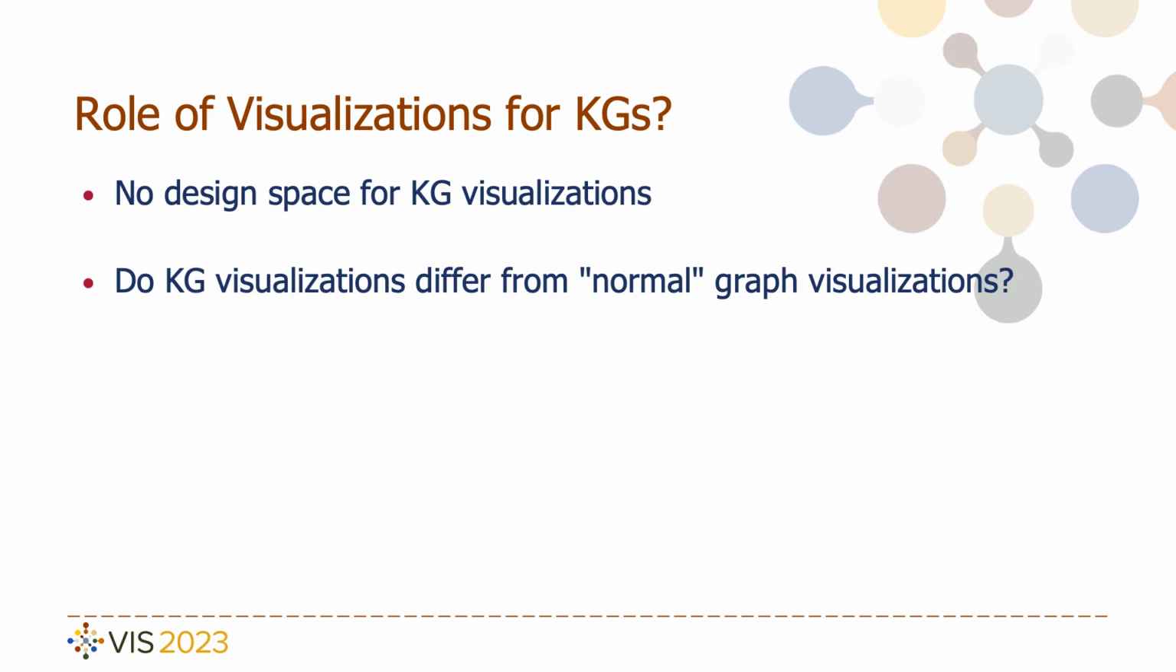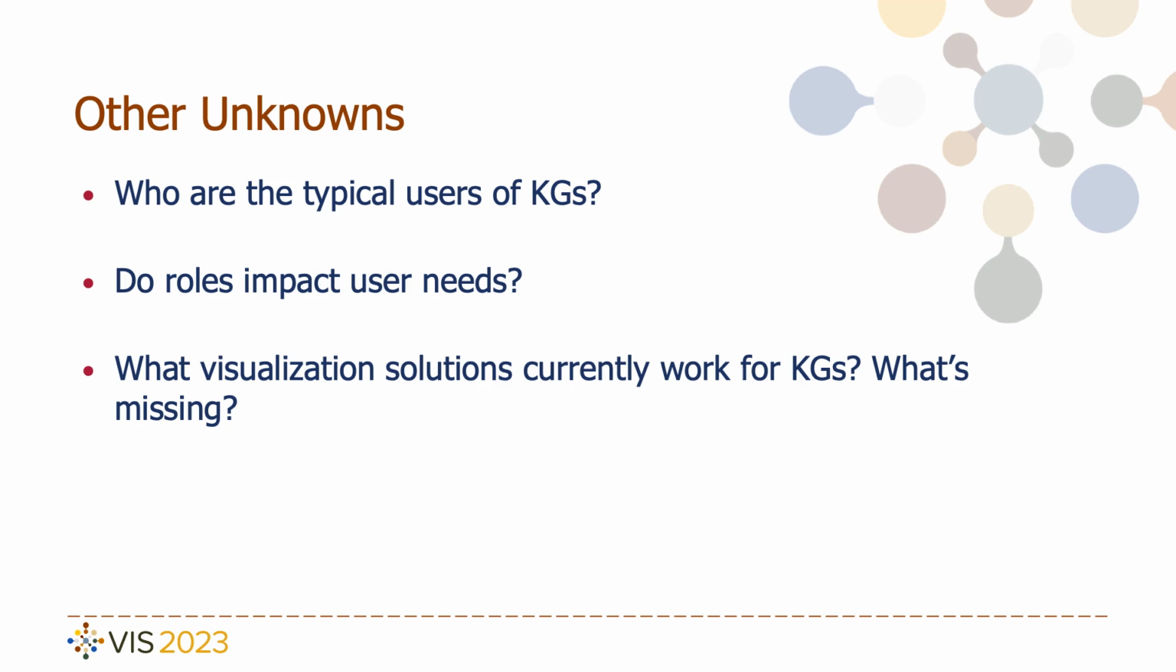Even though KGs are popular for modern day applications, the role of visualization and visual analytics for KGs in practice is unclear, since there's no design space for KG visualizations, and we aren't sure how KG visualizations might differ from normal graph visualizations. Other examples of unknowns include: who are the typical users of KGs? How do their expertise, pain points, or tasks differ depending on their roles? What visualization solutions currently work for KGs, and what is missing from the landscape of visualization research?